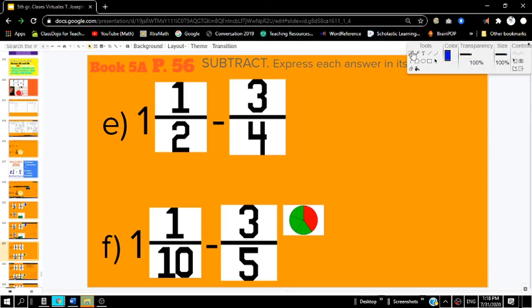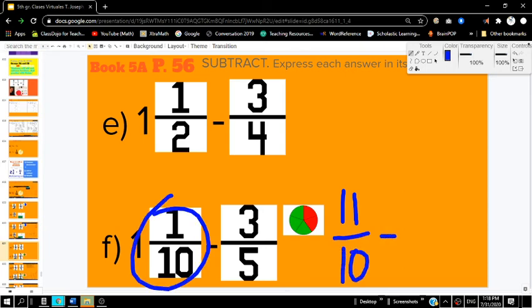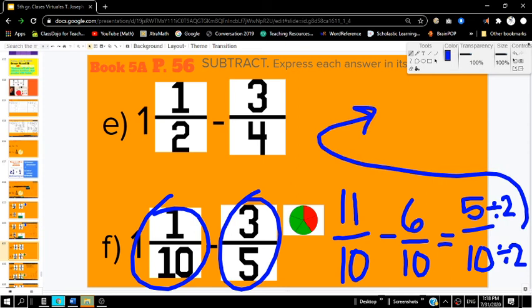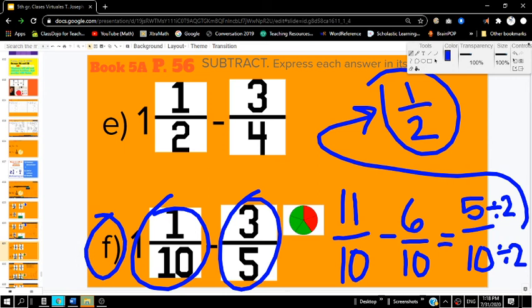Here we go. Okay, so we had 11/10, which was the same as this, minus 6/10. Okay, 11 minus 6 is 5. But we can also simplify this fraction. 5/10 equals the same as, well, if we divide both sides by 2, we're going to come up with 1/2. Okay, so your final answer for letter F is 1/2.